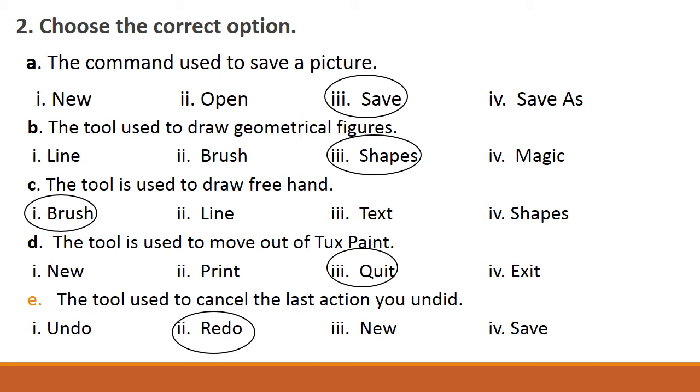The next statement is the tool used to draw freehand: brush, line, text, shapes. The brush option is correct. The brush tool is used to draw freehand. The second last statement is the tool used to move out of TuxPaint: new, print, quit, exit. And the third option is correct, quit. The last statement is the tool used to cancel the last action you undid: undo, redo, new, save. And the correct one is redo.